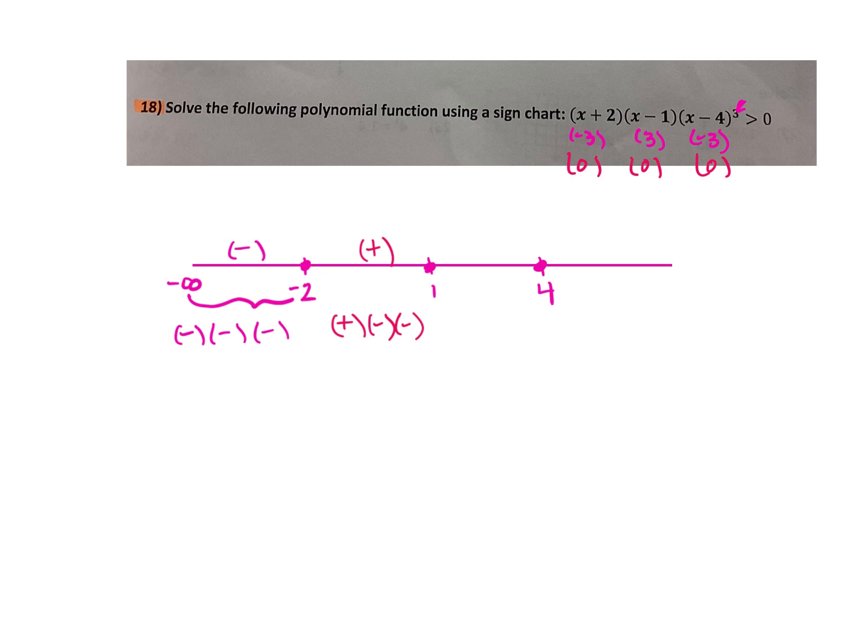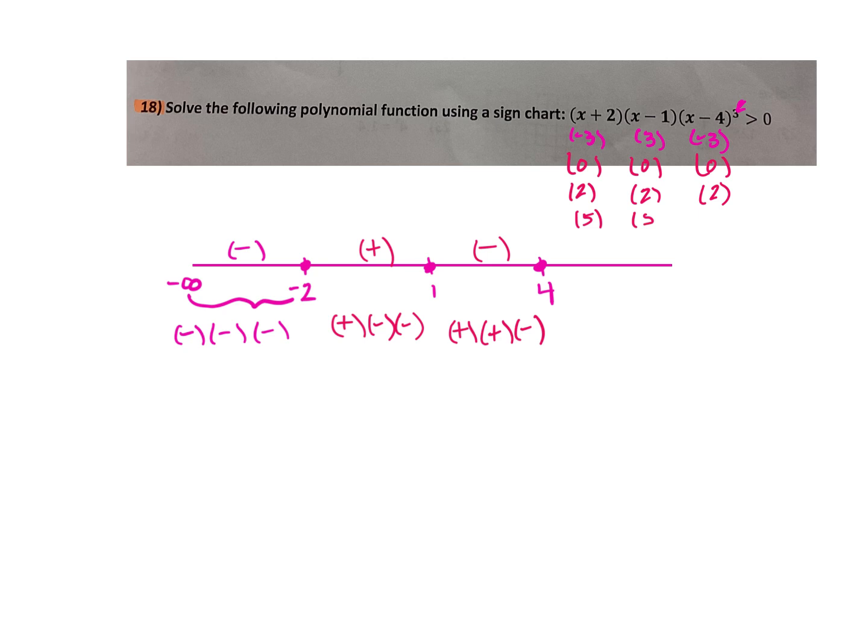Between 1 and 4, what do you say we put 2 in? So if I put 2 in, 2 plus 2 is positive. 2 minus 1 is positive. But if I put 2 into the last one, 2 minus 4 is negative 2. And if I cube that, I get negative 8. So that's negative. So I have a positive times a positive, and then I have that negative hanging out there that doesn't cancel. So this is going to be negative. So the interval from 1 to 4 is not going to work. How about a number greater than 4, like 5?